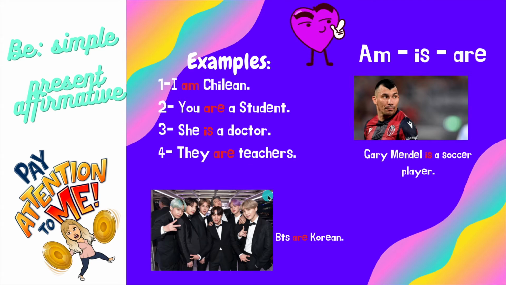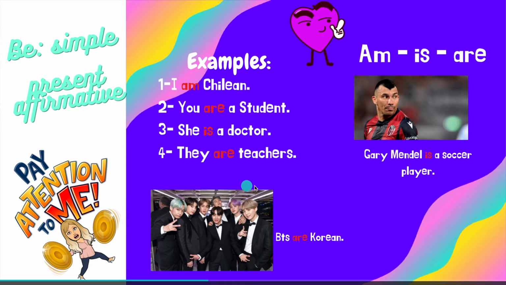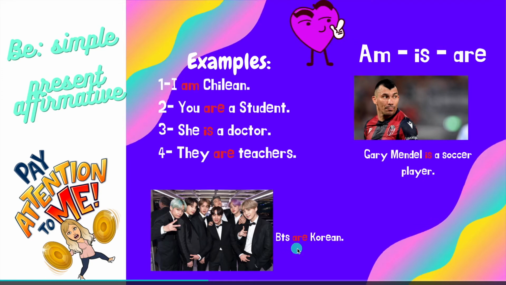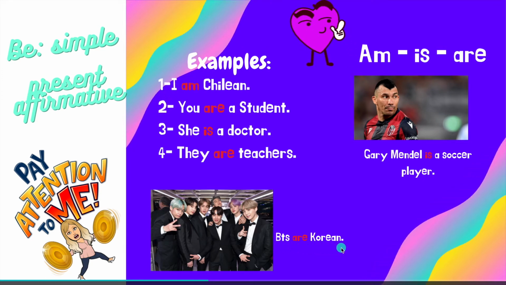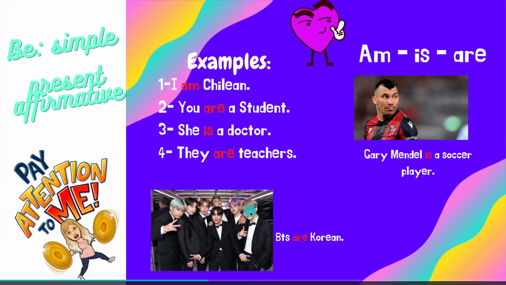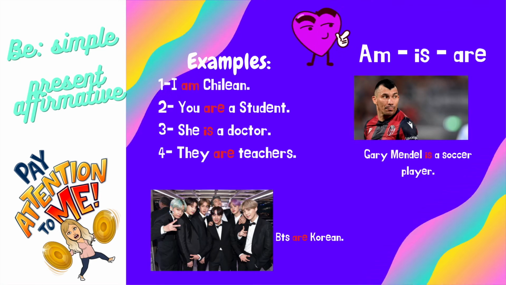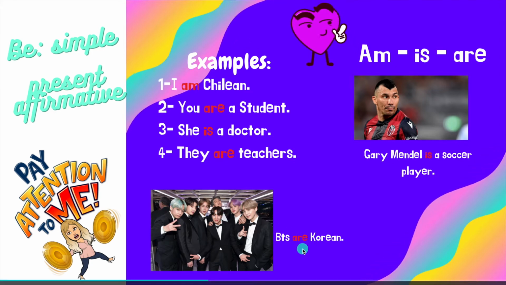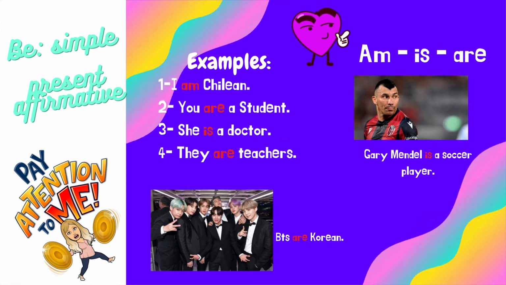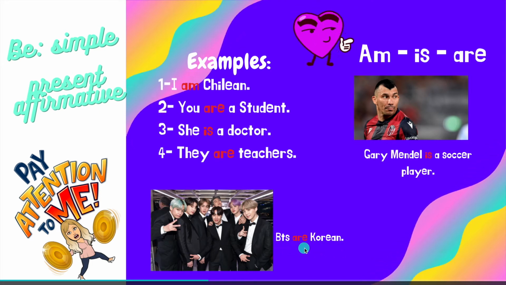Let's focus now on the other picture that I have here. Probably you know this group, and it says BTS are Korean. So I am using the word are. That is the be simple present. You have to focus that I have 1, 2, 3, 4, 5, 6, 7 people. And for those 7 people, I need to use are. Remember that are, you're going to use it with the subject pronouns you, we, they, and you one more time. So, BTS are Korean. BTS son coreanos.